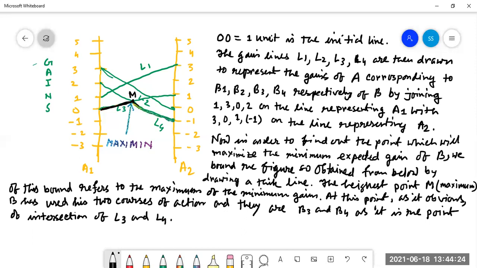Look at here, the point of intersection of this is the L3, and this was the L4. The point of intersection is capital M. So this L3 is corresponding to the B3 and L4 is corresponding to the B4. So from here we can find out this bound. At this point, as it is obvious, B has used his two courses of action, B3 and B4. Because of that, B3 represents the line L3 and B4 represents the line L4. There the cutting point or intersection point of L3 and L4 is capital M. So this is the courses of action.